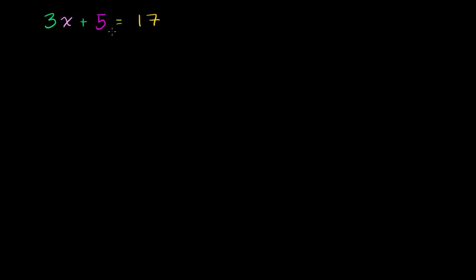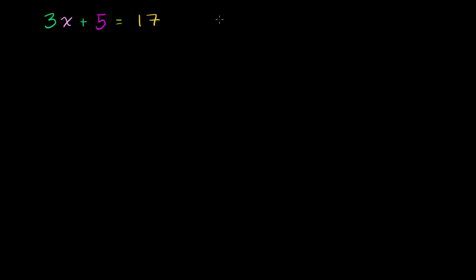If it was just 3x is equal to 17, you could divide both sides by 3 and you would get your answer. But now this 5 seems to mess things up a little bit. Before we even solve it, let's think about what it's saying. Let's solve it in a tangible way, and then we'll solve it using operations that hopefully will make sense after that.